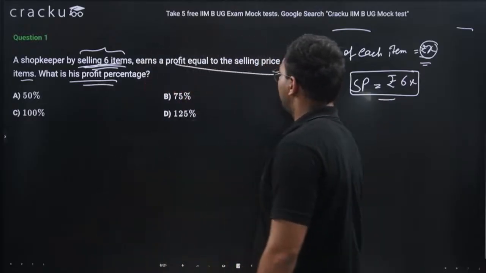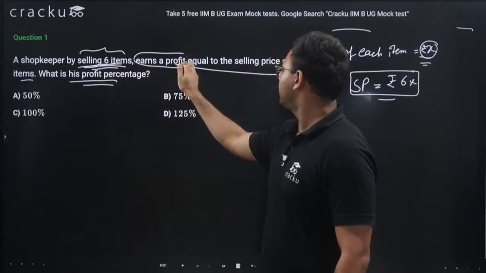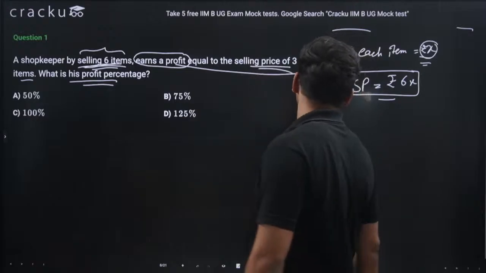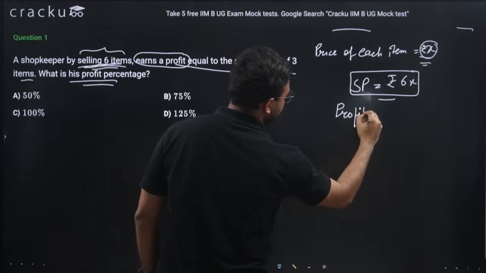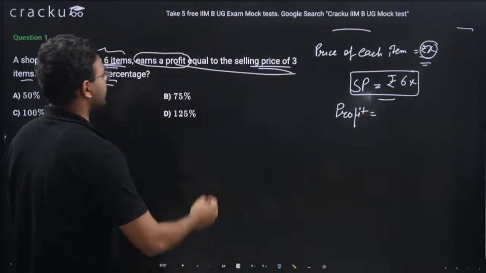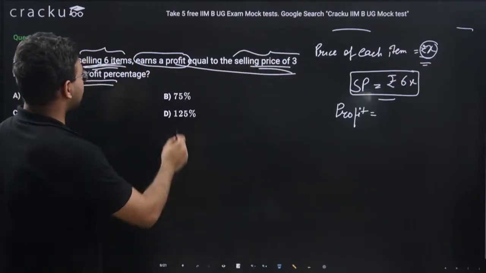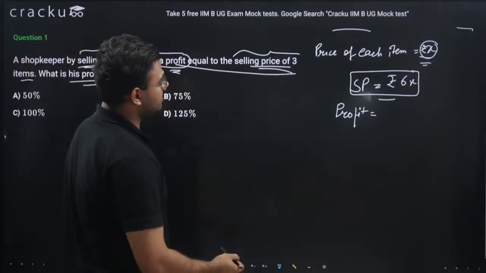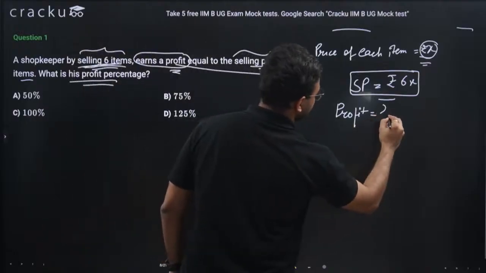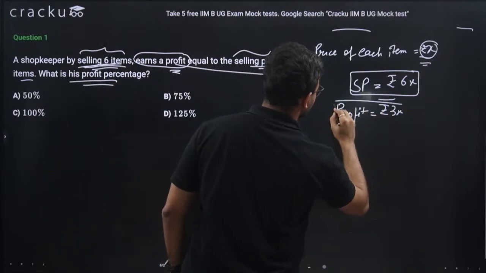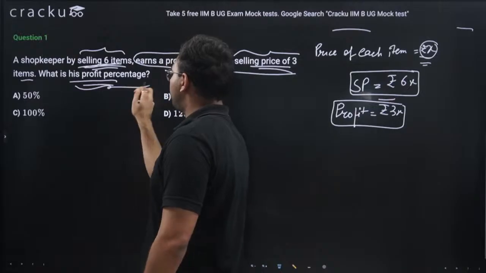Now it is further given that a shopkeeper by selling 6 items earns a profit. He is earning a profit equal to the selling price of 3 items. So first of all, he is earning a profit. And what is the profit? Profit is equal to the selling price of 3 items. Price of each item is rupees X, so the selling price of 3 items will be 3x. The profit in this case is rupees 3x. So we have the selling price, we have the profit. It is asking about the profit percentage.